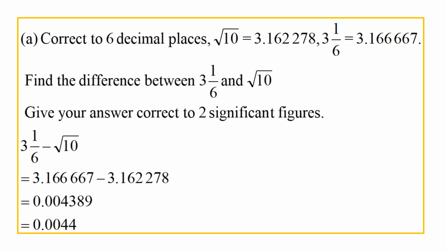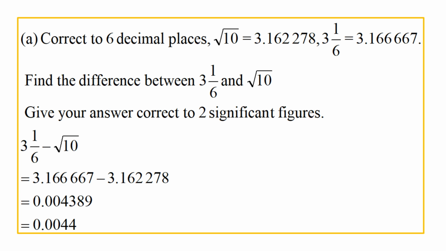Question 7. Part A involves finding the difference between two numbers, the square root of 10 and 3 whole 1/6. This means we will subtract the square root of 10 from 3 whole 1/6. 3.166667 minus 3.162278 equals. Let's do that step by step.